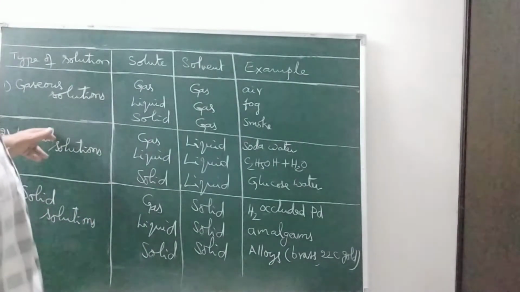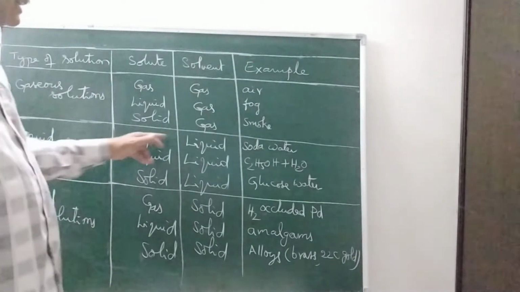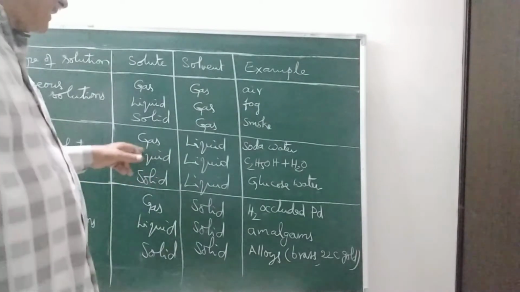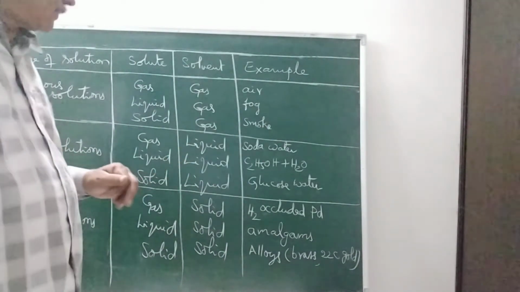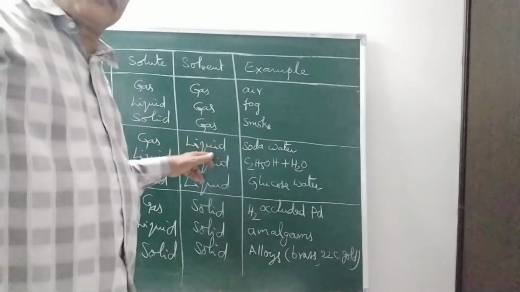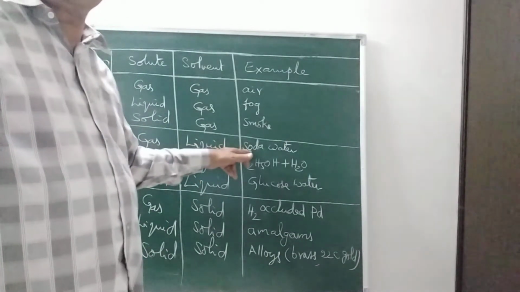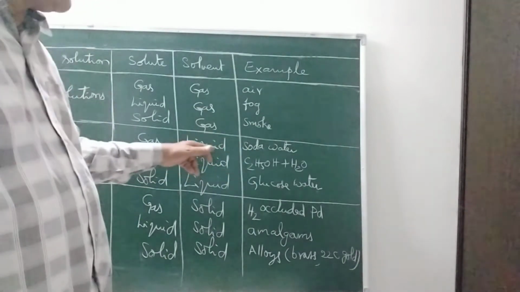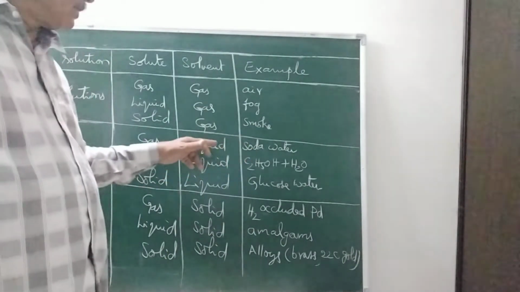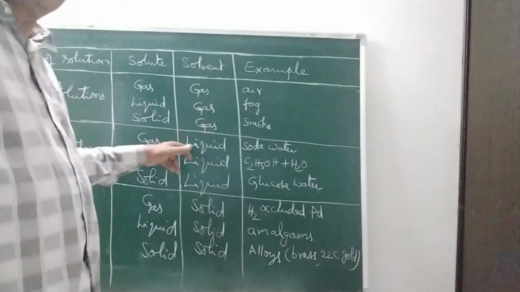Okay. Next, liquid solutions. Gas in liquid type of solution, liquid in liquid type of solution, solid in liquid type of solution. Gas in liquid type of solution. For this one, the example is soda water. In soda water, CO2 is dissolved in H2O. CO2 is a gas, H2O is a liquid.